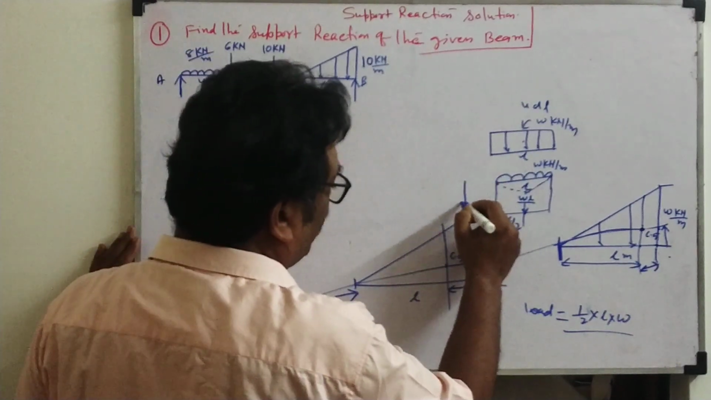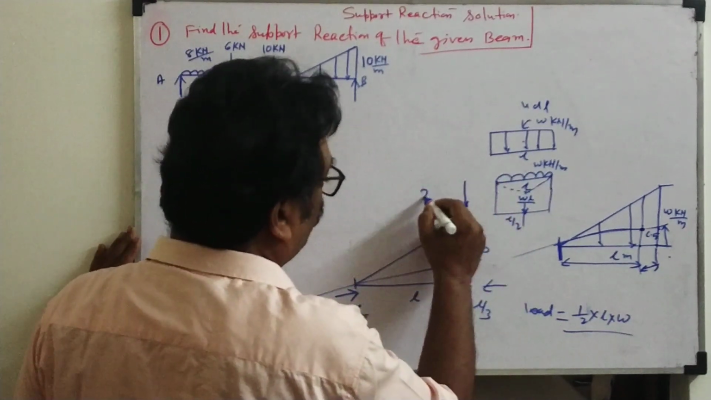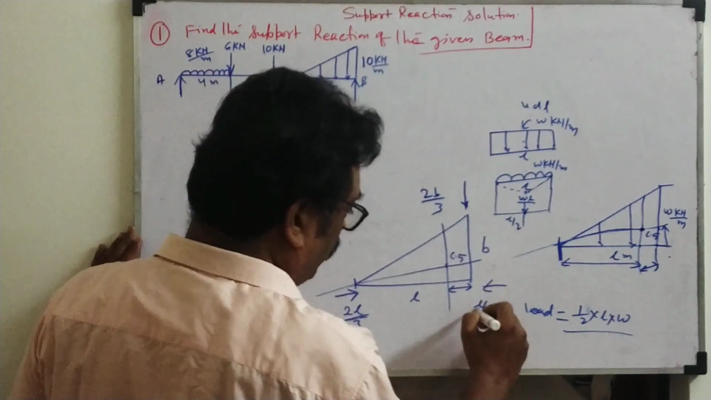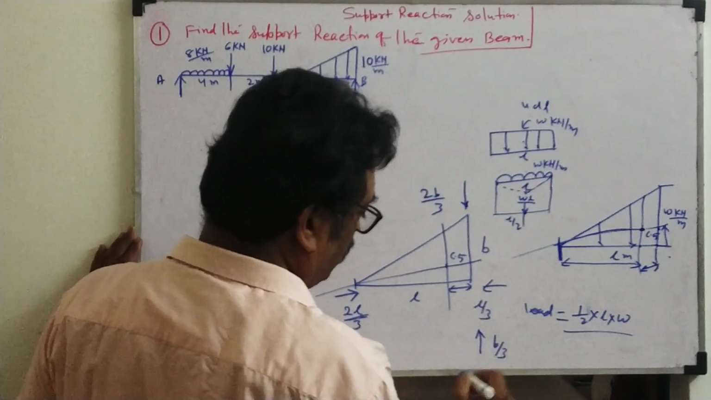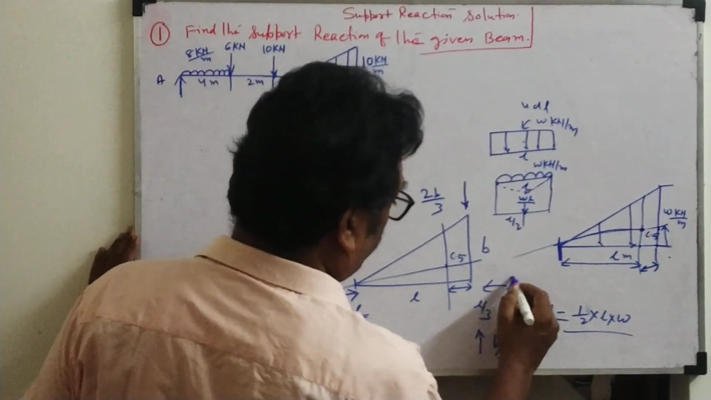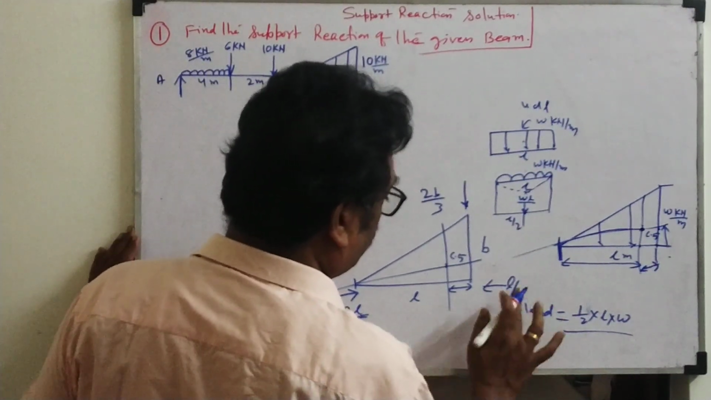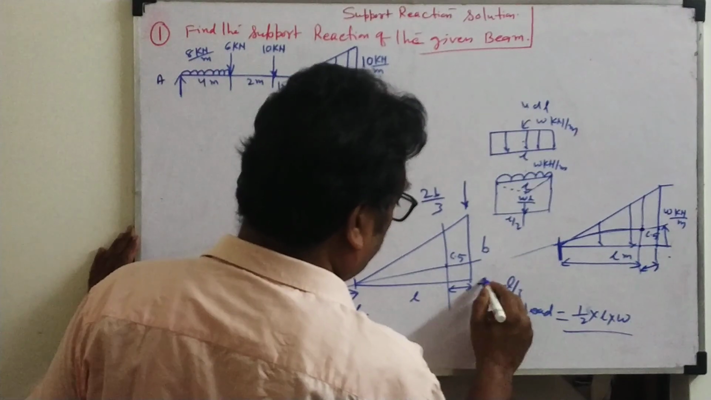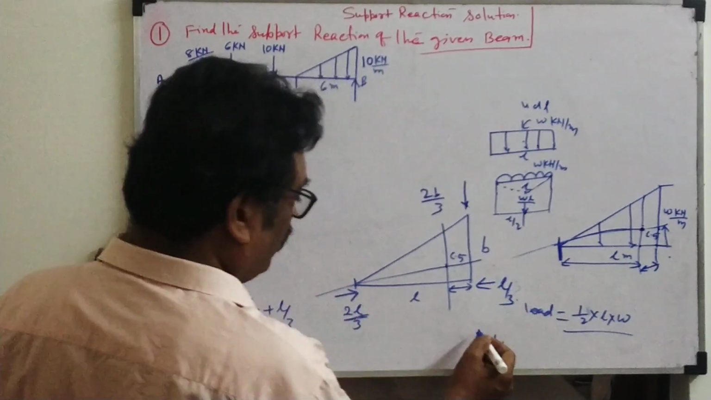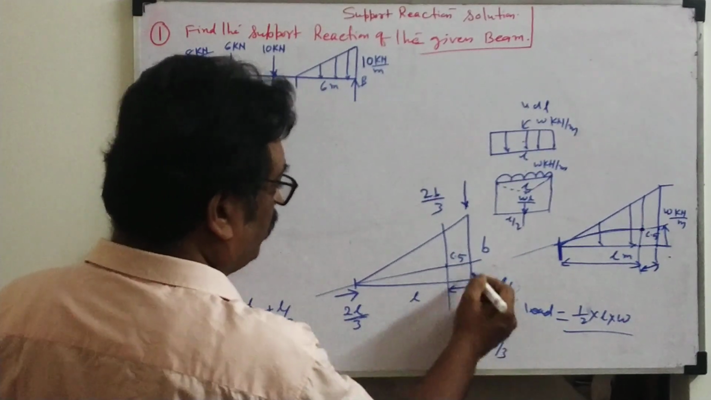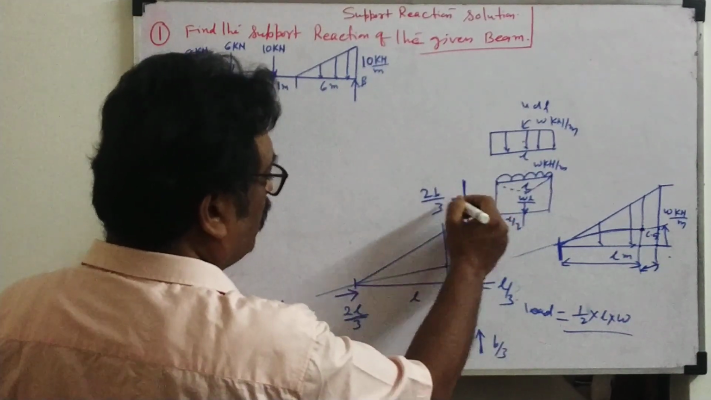From this side, if you are traveling 2B by 3. If you are traveling from the bottom, B by 3. This way L by 3, you write here. If you are traveling this way, you can write L by 3. If you are traveling this way, you can write B by 3. If you are traveling this way, 2 by 3.